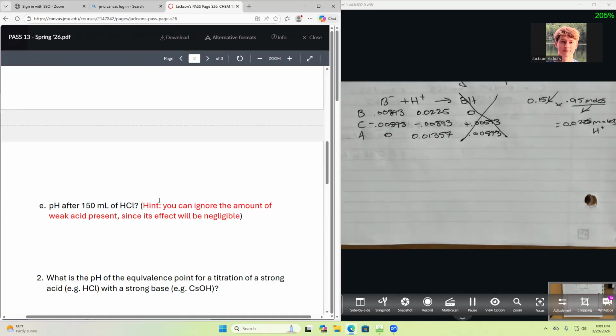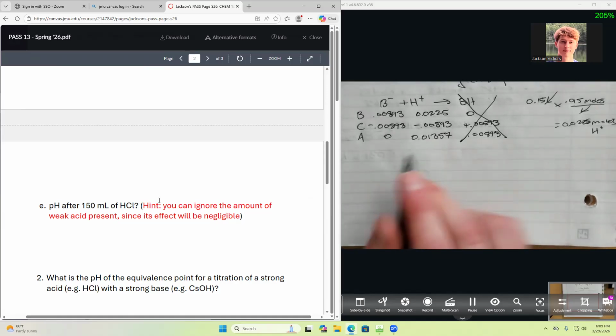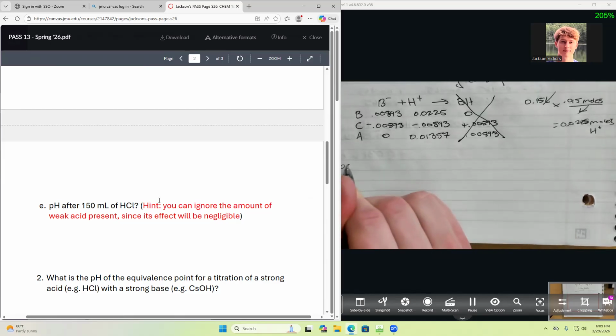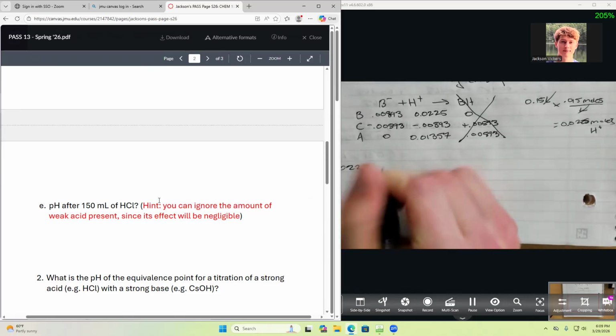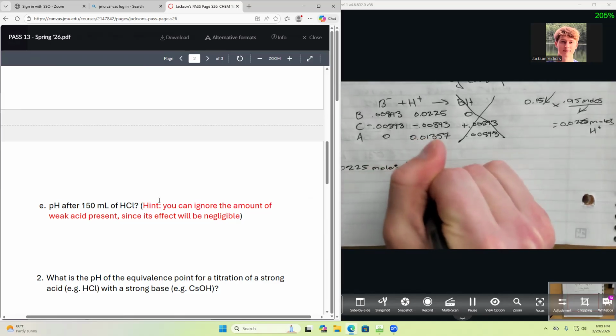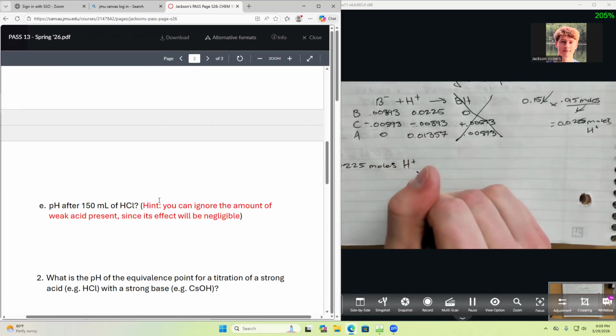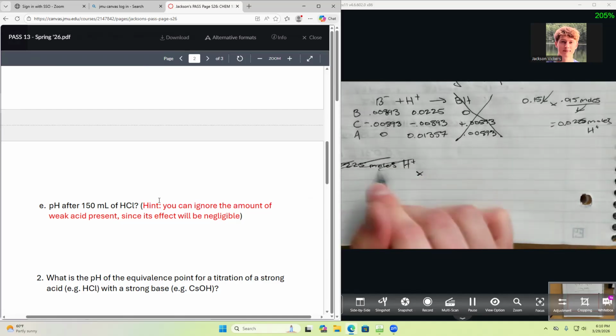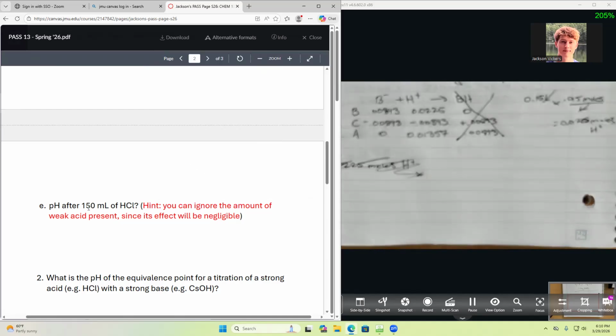So we need to do the thing again where we find the total volume used. So we said it was 0.0225 moles of H plus times, or actually we don't need to do this. We're told the volume it was. It's 150 milliliters. So we've used 150 milliliters of HCl.